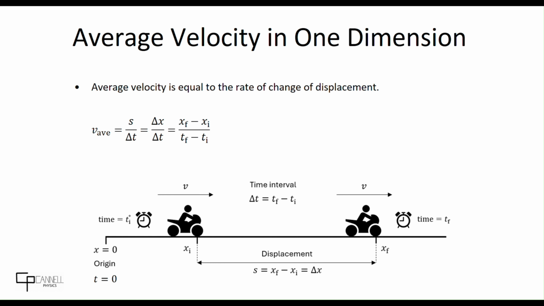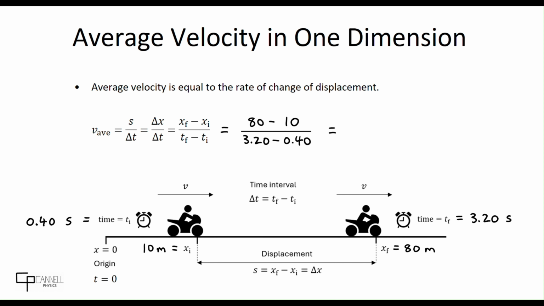Let's say time ti is 0.4 seconds and tf is 3.2 seconds. Now we can calculate the average velocity of this motorbike between these two positions. So let's substitute all these values in. So we have 80 minus 10, the difference in positions, divided by 3.20 take away 0.40, the difference in time measurements, which gives us 25 meters per second.